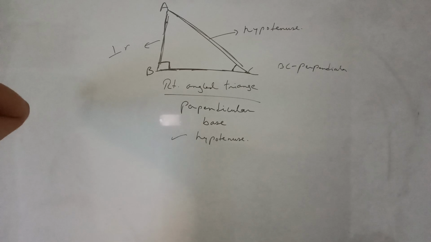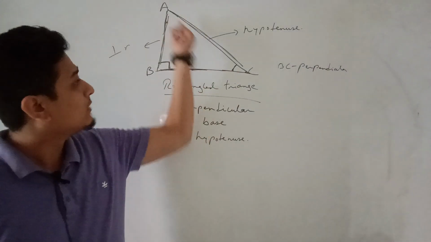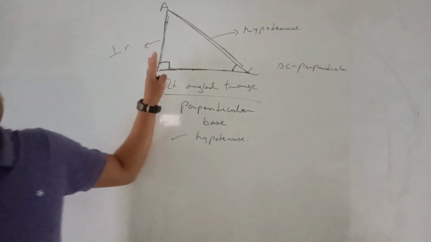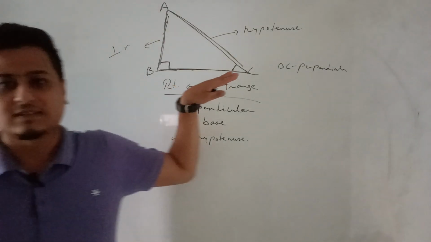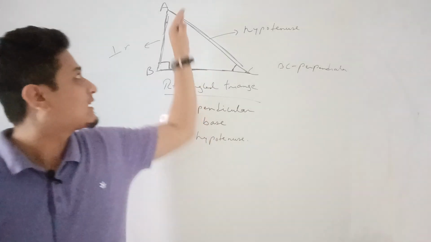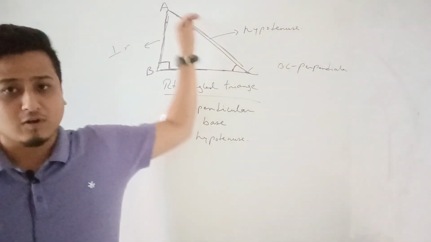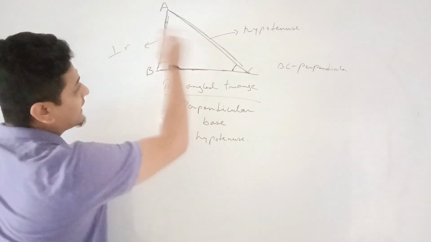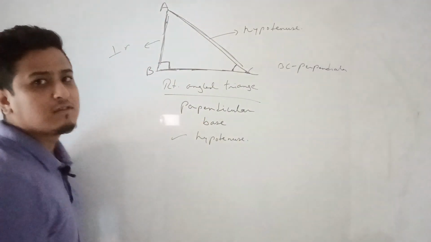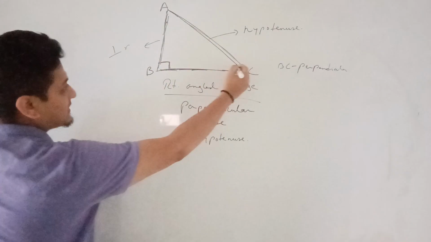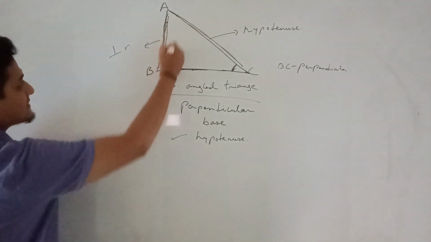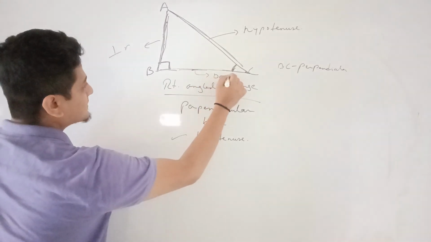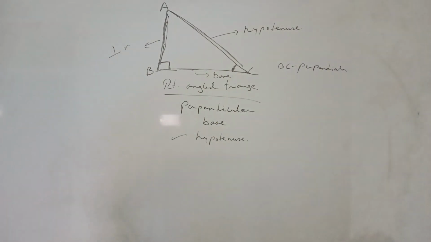So we don't know as such unless and until we are aware of this angle. We cannot directly say that the vertical one is the perpendicular or the horizontal one is the base. If we are given the angle, then only we can say which is the perpendicular and which is the base. So if I consider this angle, that means the side AB is the perpendicular and this side BC will become the base, right?